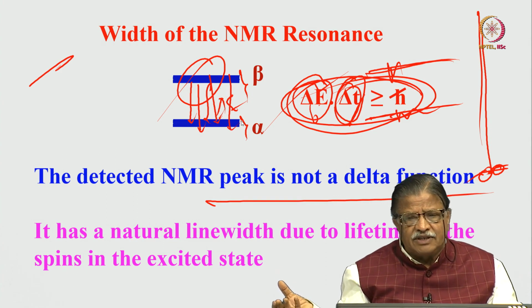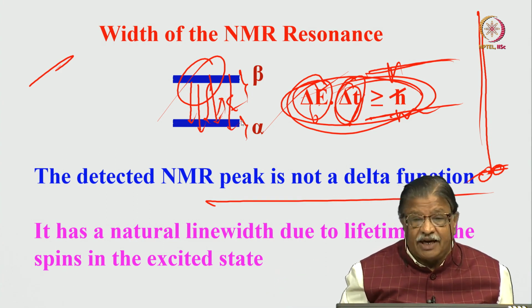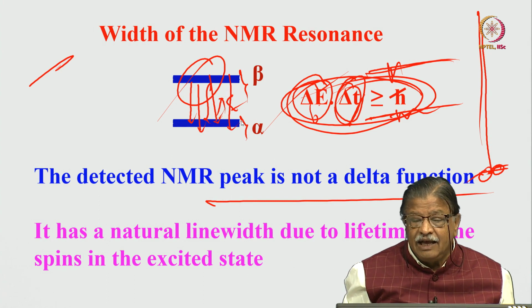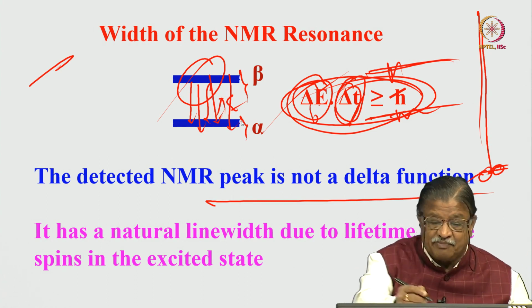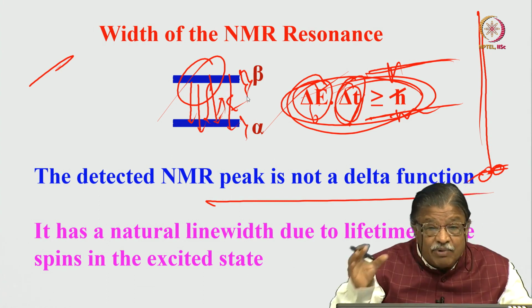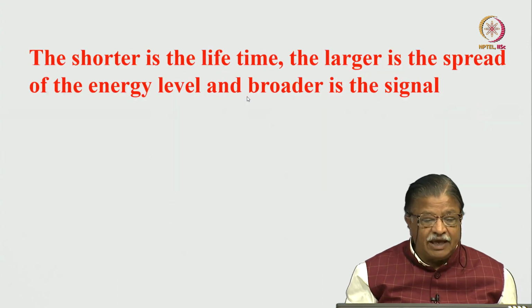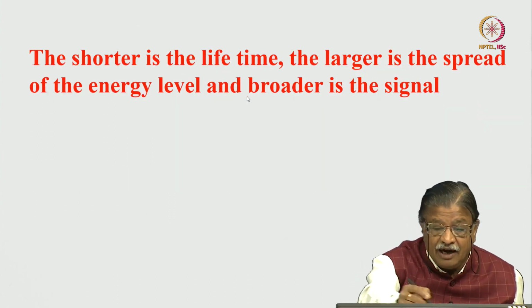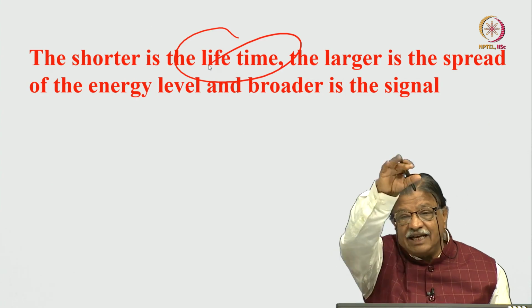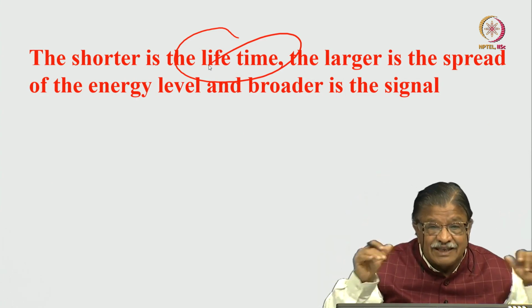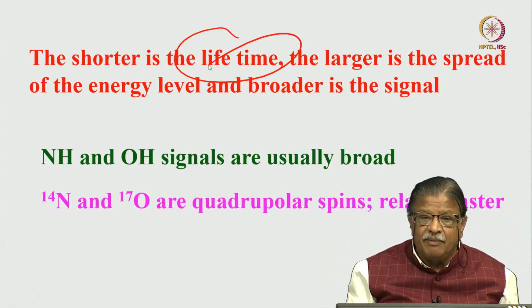Varieties of possible transitions are there because of the width of the energy state. And if the spin does not stay for a longer time, this spread becomes more and the line becomes broader. That is what is going to happen. The shorter the time the spin stays in the excited state, the broader the signal; the peak width becomes broader.